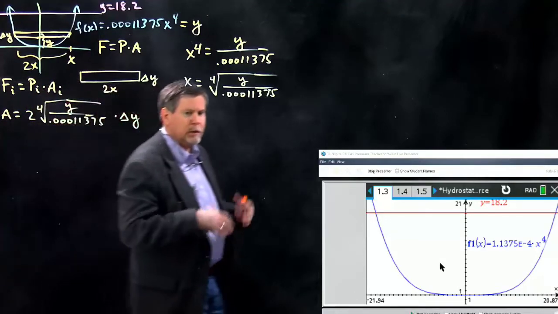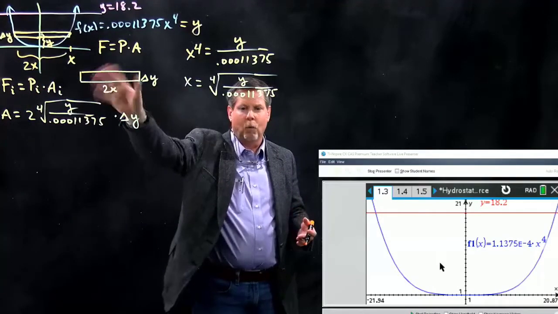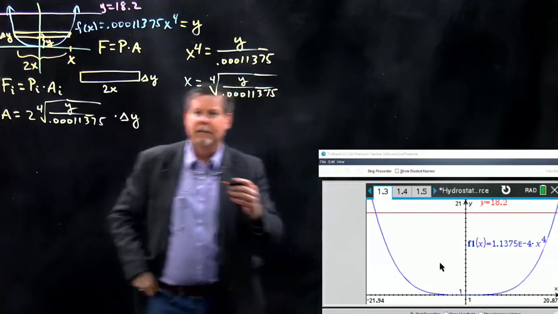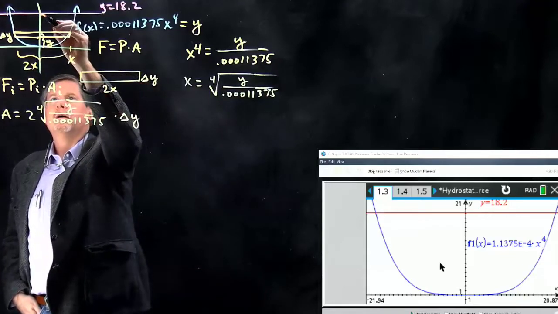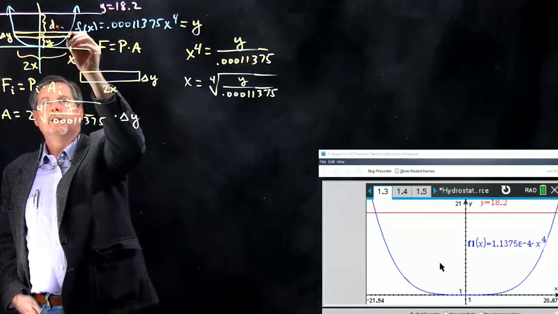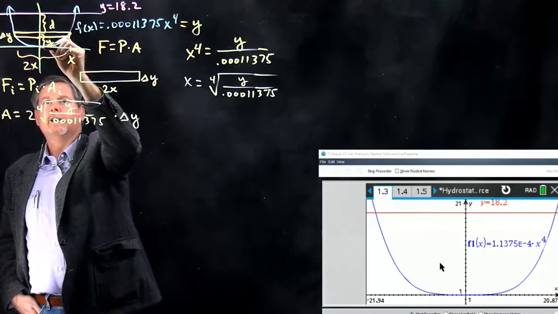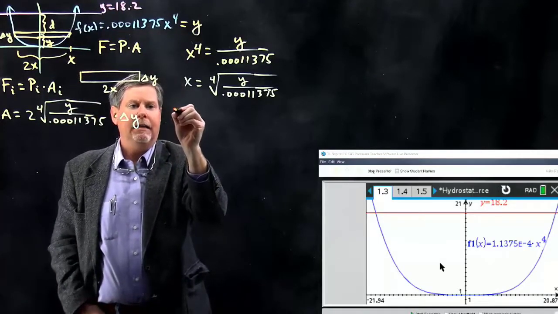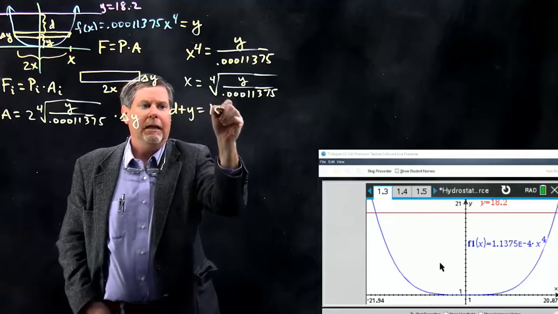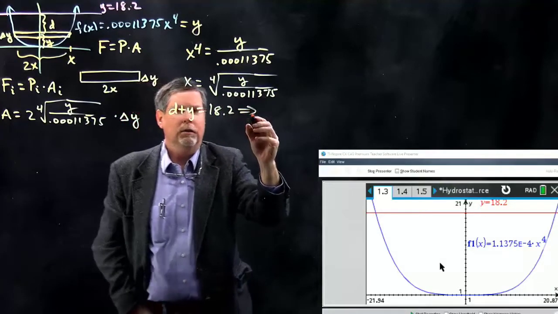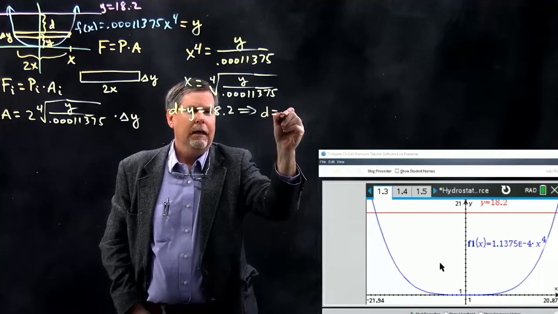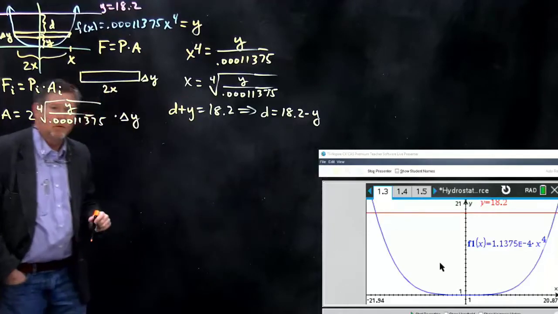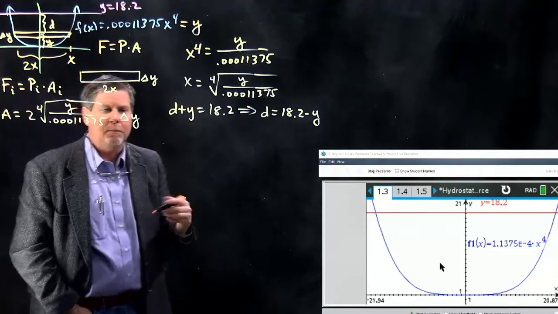So now what we need to do is find a relationship between pressure and y, or, as we collected the data, pressure and depth. But we can also realize that if I take the depth d and y and add them together, I get the total distance from here to here, which is 18.2. So I can use the fact that d plus y equals 18.2, or in other words, d is 18.2 minus y.